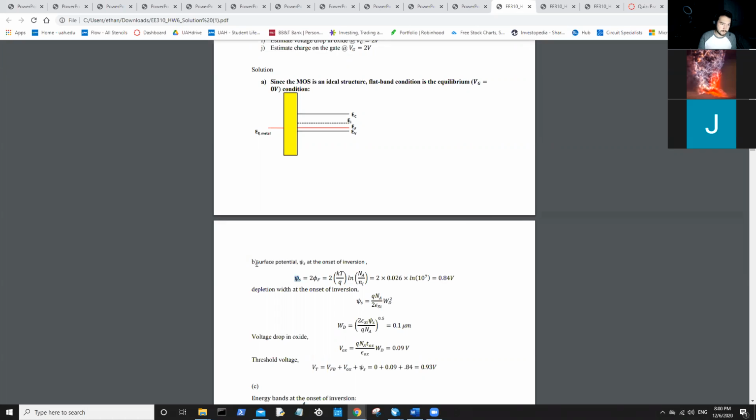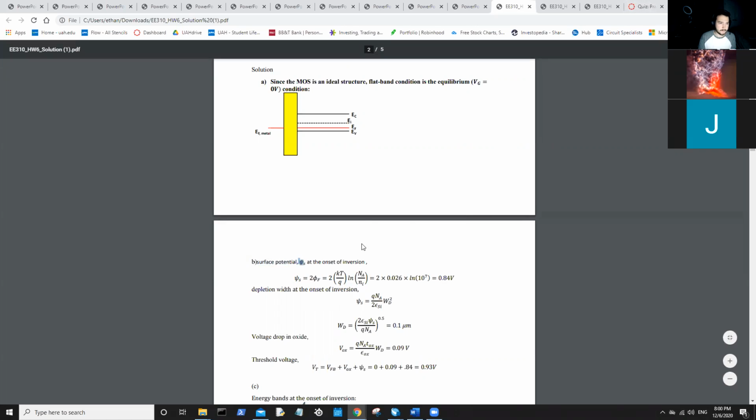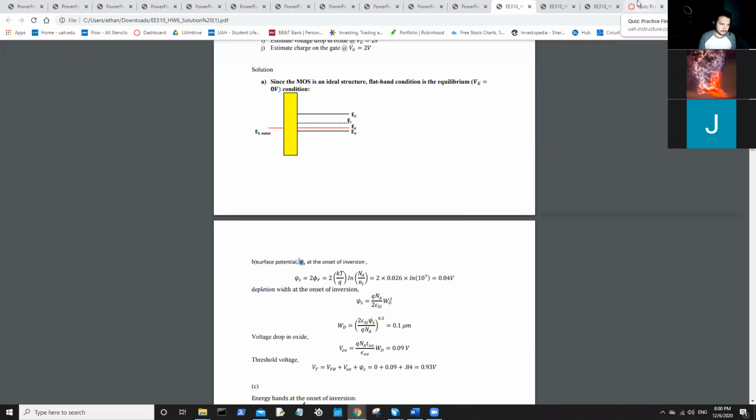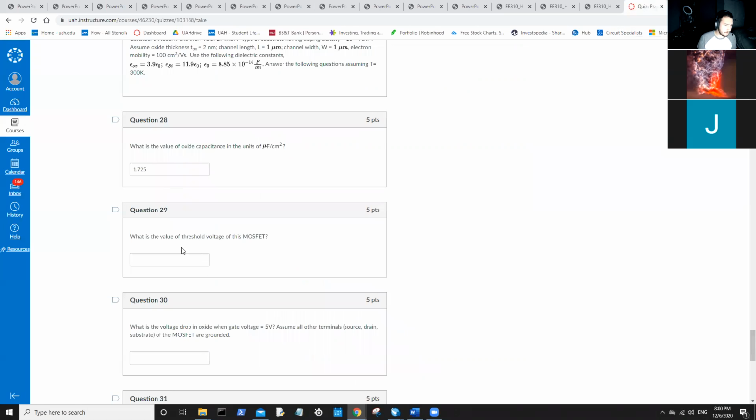It's called surface potential, so we'll just keep it with that. I really don't remember how to pronounce it, so I'll just call it surface potential. All right, so the formula for threshold voltage is the voltage in the oxide plus the surface potential.